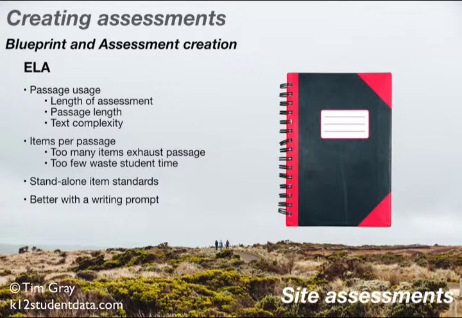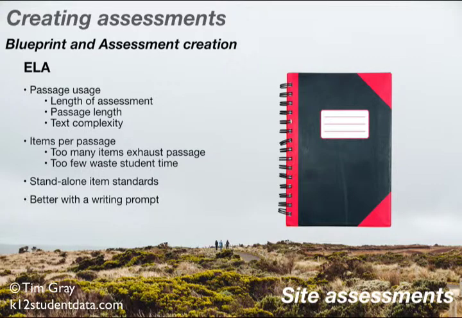Now, once you have your passages and your items, you want to look at items per passage. How many items can I attach to this passage without exhausting the passage? What I mean by exhausting is you end up queuing or overlapping because you're asking too much of the passage. Now, the other side of that coin is too few items for a passage. Let's say a passage is 400 words and you have 2 multiple choice items attached to it. That's probably not worth the student's time. You have to be careful with that.